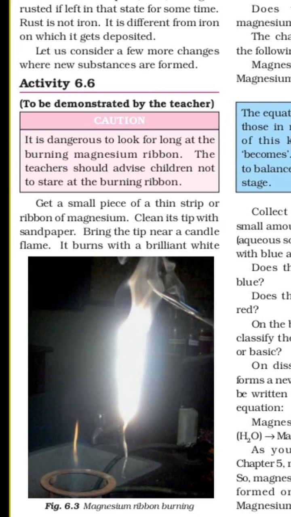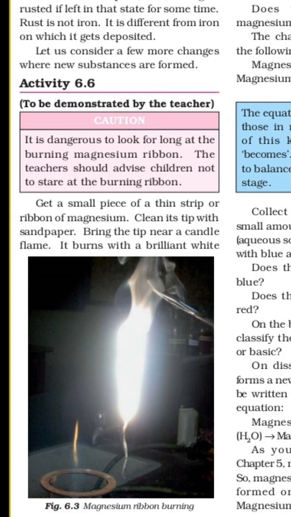Get a small piece of thin strip, or ribbon, of magnesium. Clean its tip with sandpaper and bring the tip near a candle flame. Near a candle flame, it burns with a brilliant white light, as shown in figure 6.3.